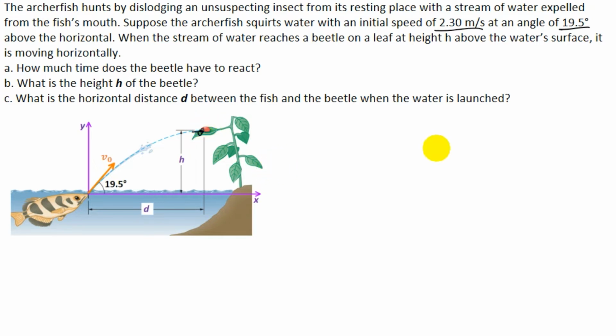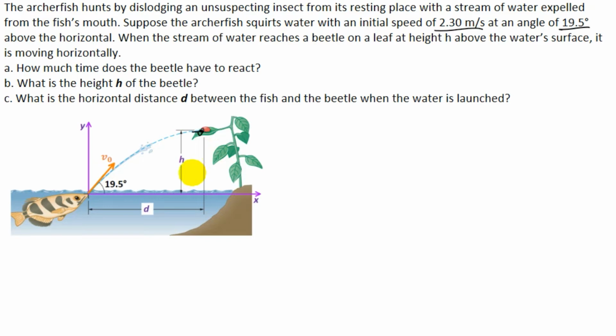Okay. Now there are three parts in this question that we need to solve. In part A, we need to find how much time the beetle has to react. So basically what we have to find is the time taken by the water to reach the leaf. This is what we have to calculate in part A.